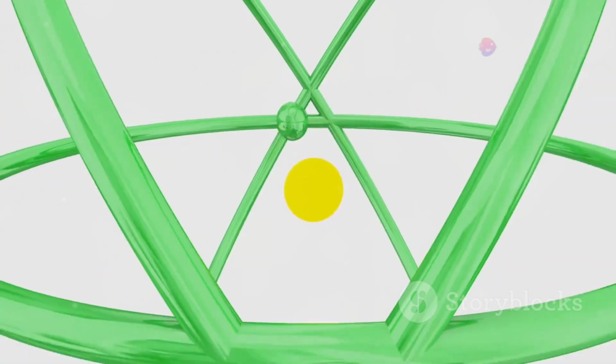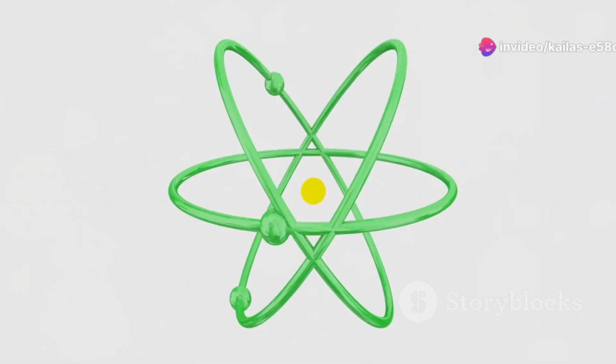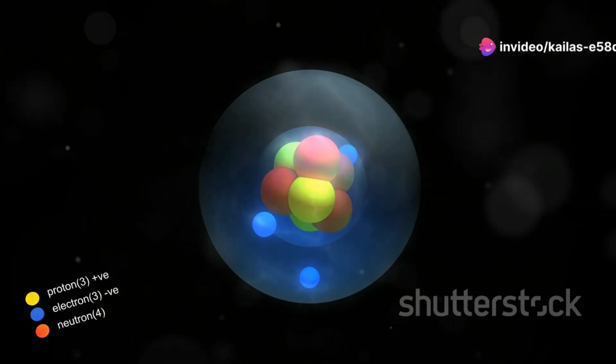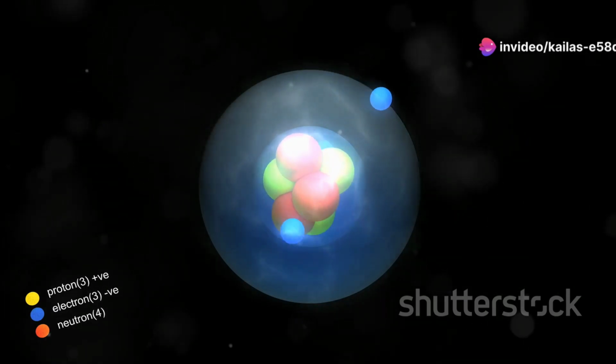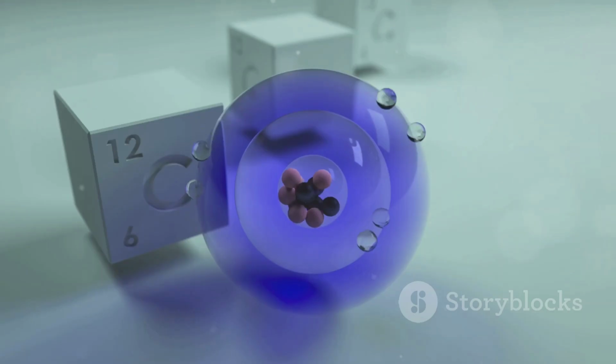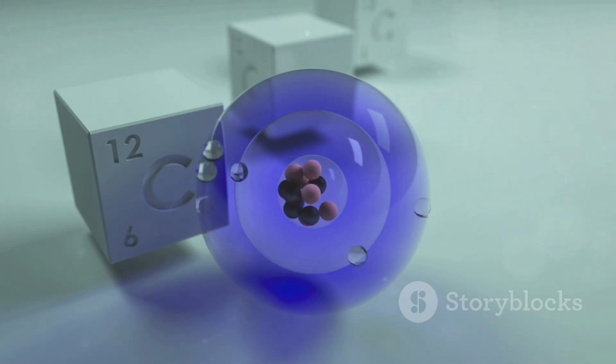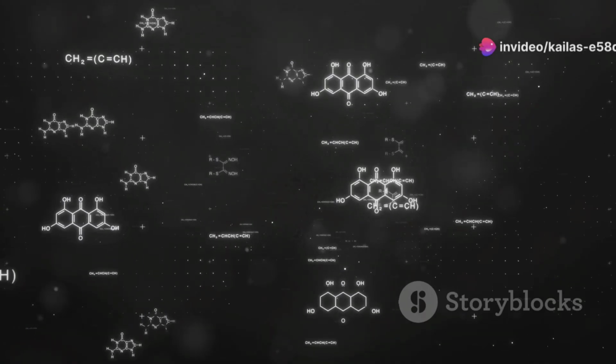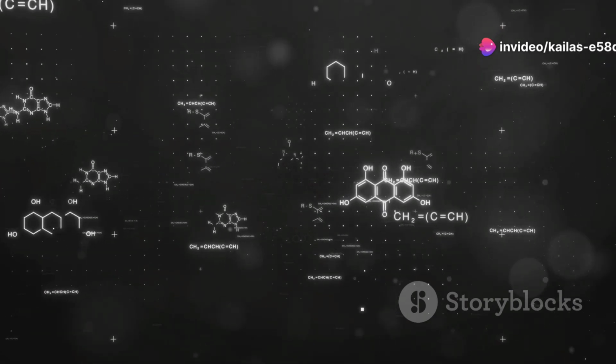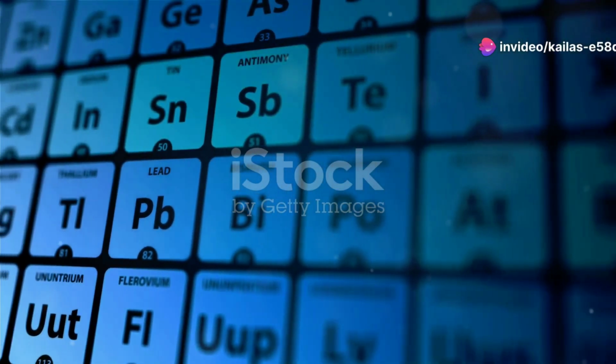The properties of an element are determined by the structure of its atoms. The number of protons in an atom determines its atomic number, which is a fundamental property of an element. For example, all carbon atoms have 6 protons, while all oxygen atoms have 8 protons. The atomic number is like an element's fingerprint, identifying it uniquely.